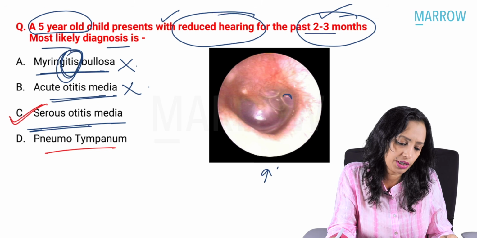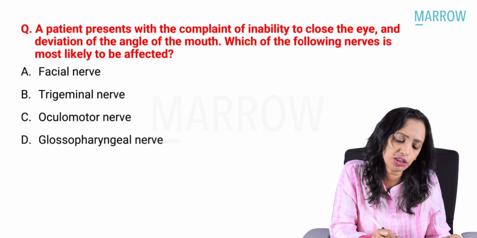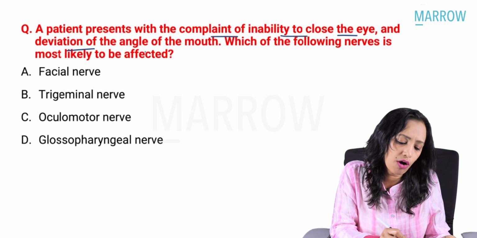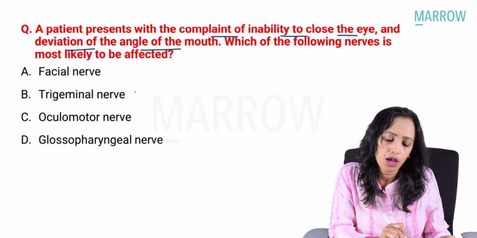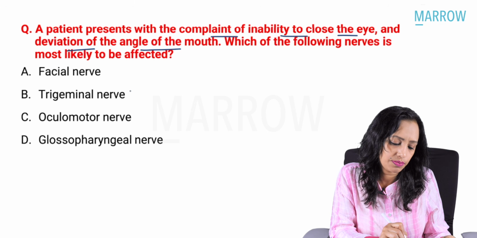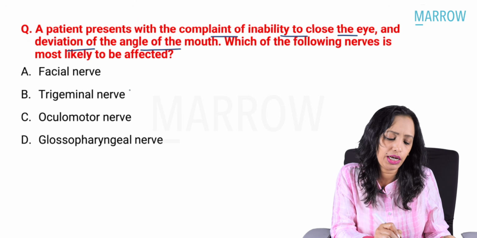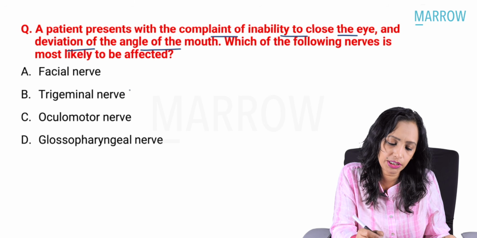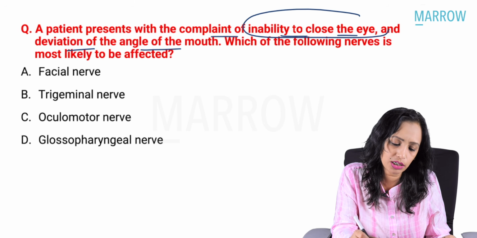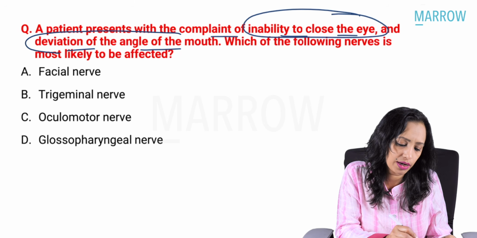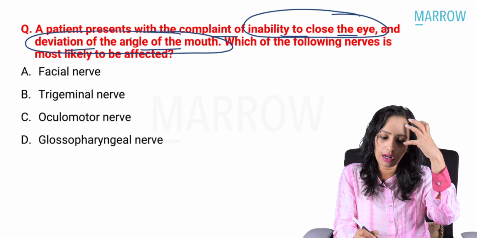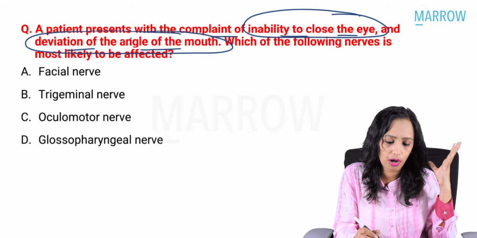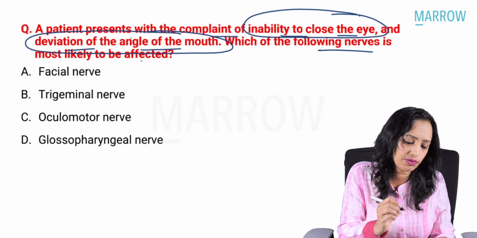Now coming to the next question. A patient presents with a complaint of inability to close the eye and deviation of angle of mouth. Which of the following nerves is most likely to be affected? So what is the complaint of the patient? There is inability to close the eye, this is one, and the second is deviation of angle of mouth. Both these things are there, so one half of the face is completely involved. The eye is not closing and the angle of mouth is deviated also.